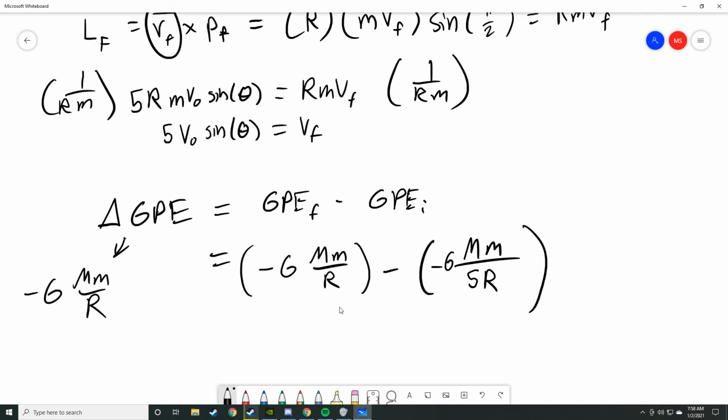And you can simplify this, get some common denominators, right? Make sure that 5r is a common denominator. And you get that this is equal to negative 4 G M m over 5r.